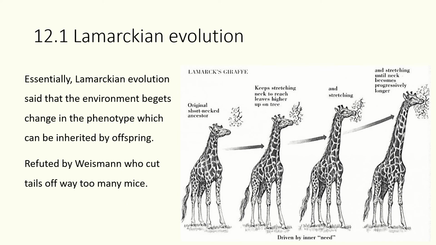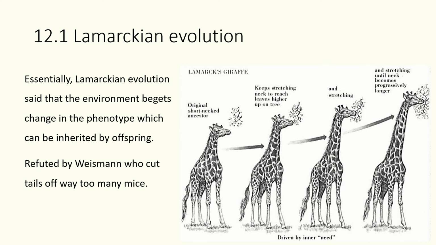Lamarckian evolution is probably best shown looking at the example of giraffes. So according to Lamarck's theory, the original short-necked giraffes were all competing for food, and the giraffes wanted to stretch their neck higher and longer so they could reach up higher leaves. Okay, they stretched and they stretched and they stretched and they kept stretching until their neck became progressively longer and longer and longer. Now, according to Lamarck, this longer neck that a giraffe developed during its life is then passed on to its offspring.